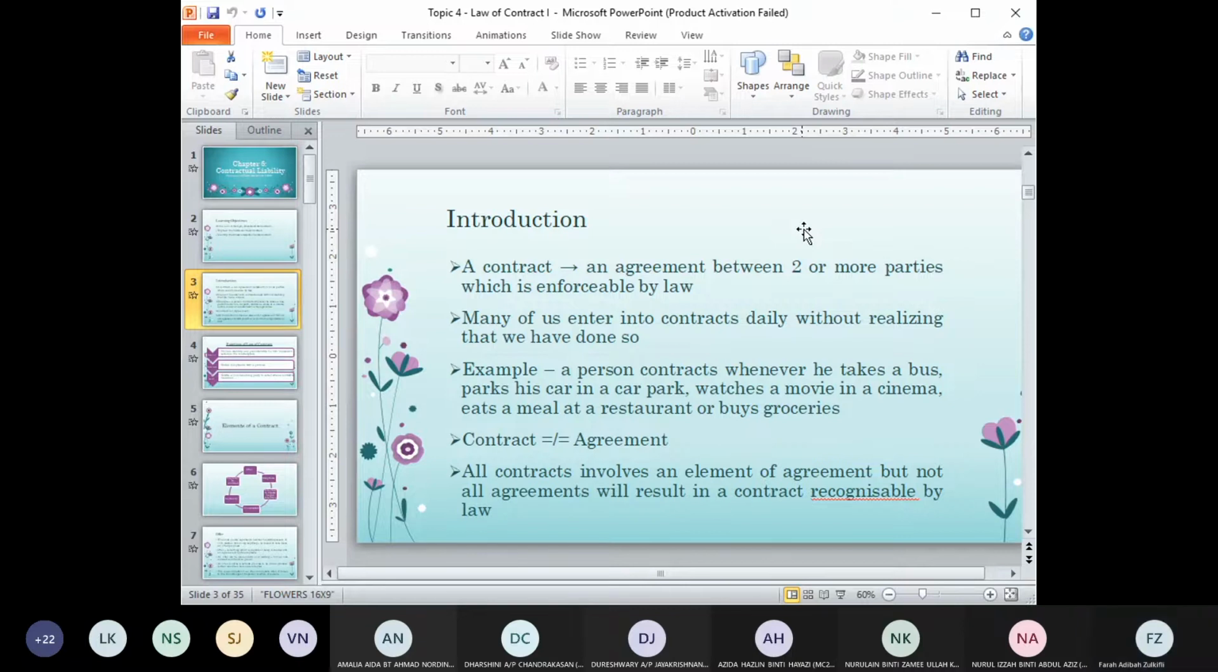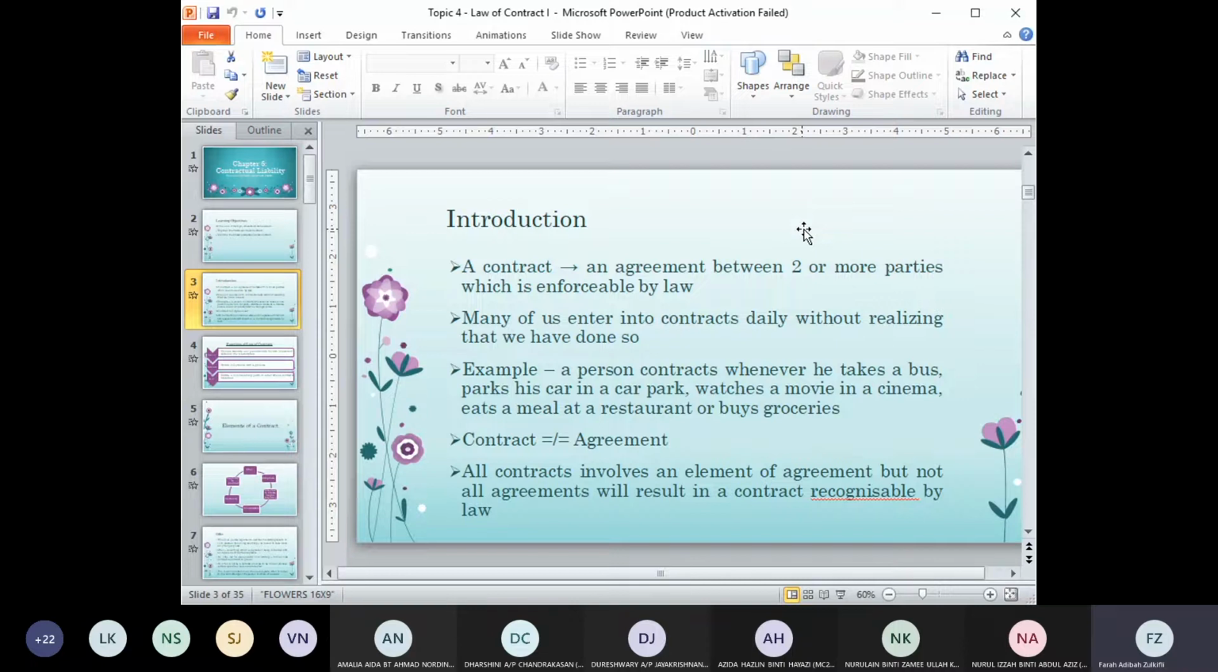Similarly, at the restaurant, the chef makes your order and then they serve the food. That is also a contract between you and the restaurant. When you go to buy groceries, that is also a contract. We create contracts every day, and many times in a day.